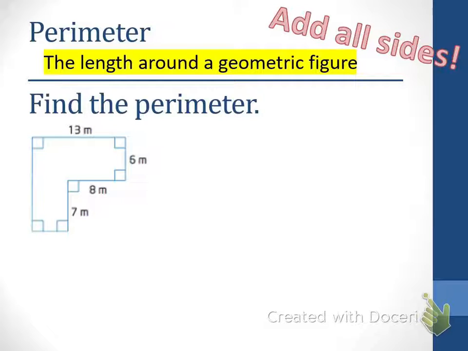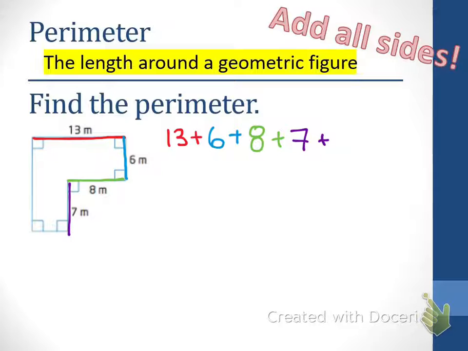All right, so to find the perimeter, we would add all the side lengths, yes? Are we ready to start doing that? We would take 13 plus 6 plus 7 plus 7. Is that all of the lengths? No, we need to find the other two.